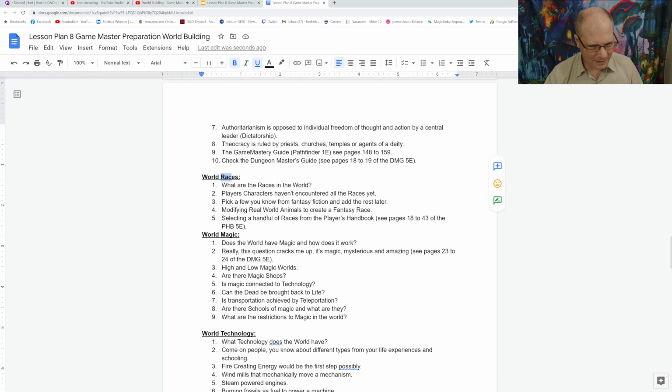World, species, and races. I'm going to put species and races. So that's fine. Species and races. Races in the world. Player characters haven't encountered all of the species and races yet. Pick a few that you know from fantasy fiction. Add the rest later. Yes. Modify real-world animals to create a fantasy species or race.